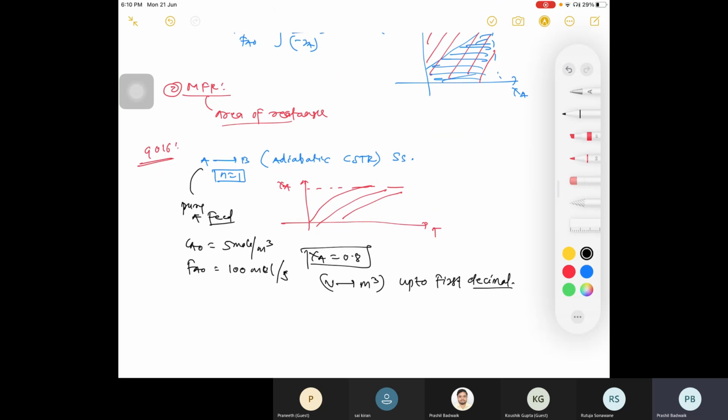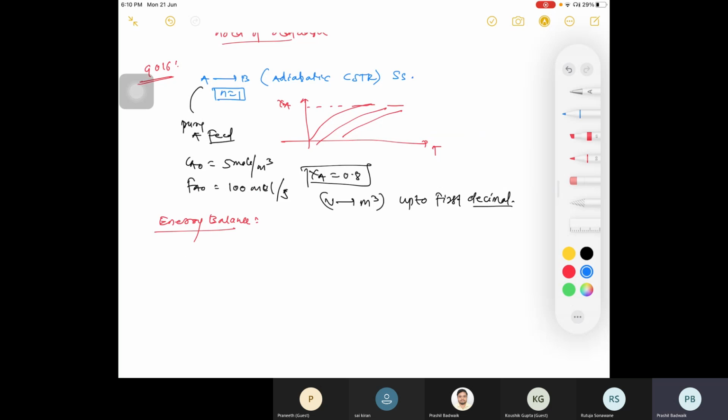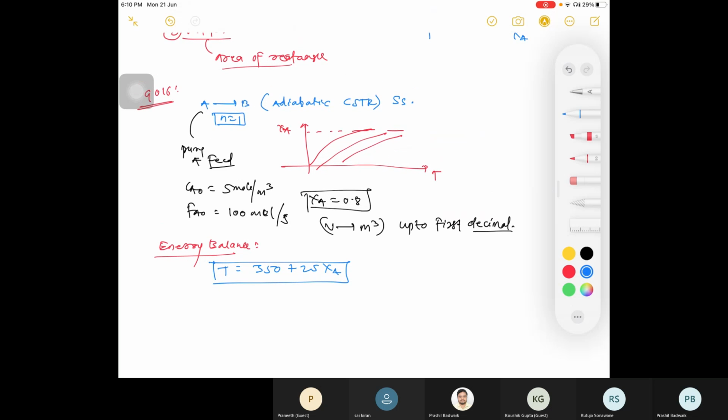And using energy balance, you got the operating line equation, that is T is equal to 350 plus 25 Xa. How will you calculate? 2 marks, please write. This kind of question is generally asked for 2 marks from the non-adiabatic, or I'll say temperature effect, portion. Any guess?